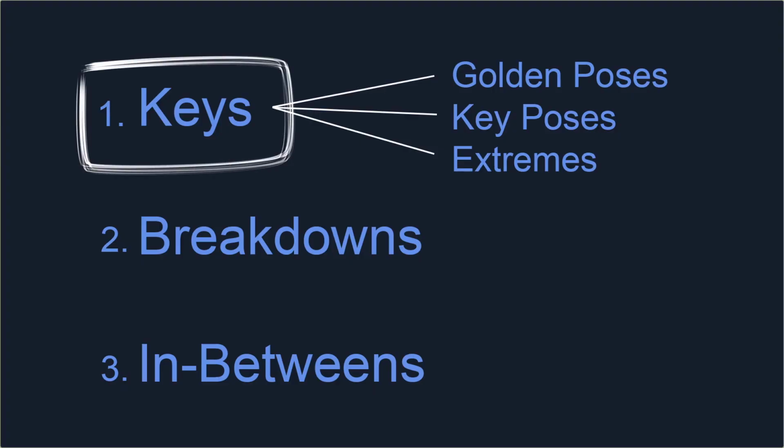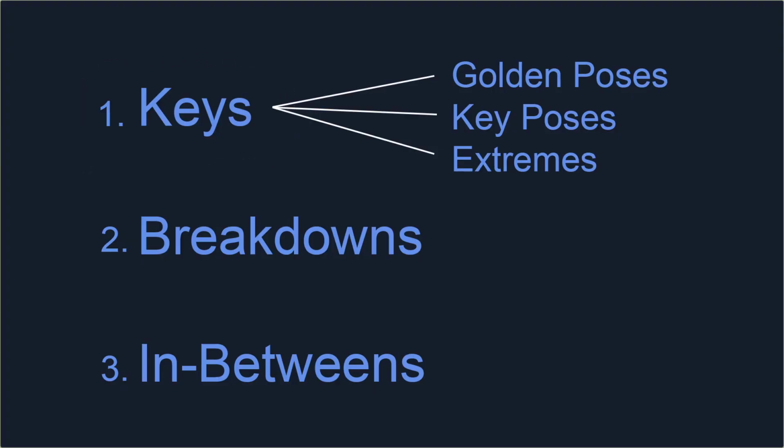First, our key poses. These are the most important poses in your animation, and they're the storytelling poses because, well, you can't tell a story without them. As a beginner, it can be a bit confusing to know which poses are key poses. One way you can easily find them is by writing down a short description of what's happening in the shot.